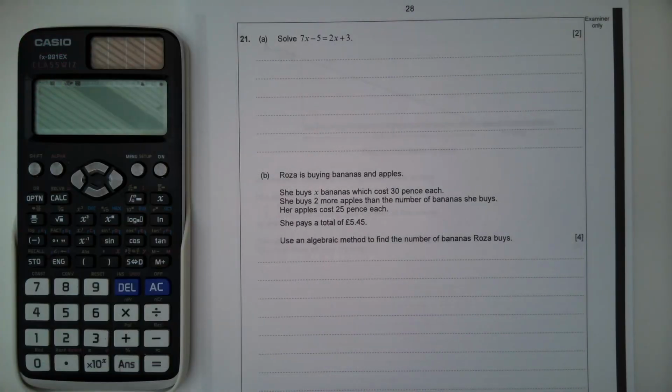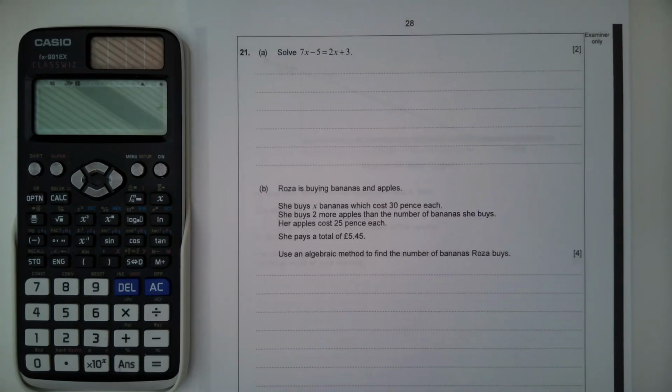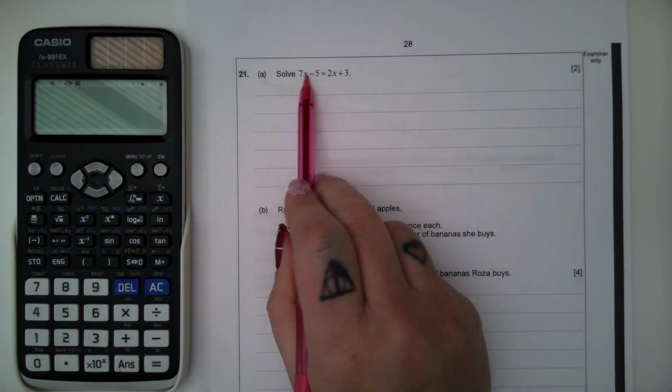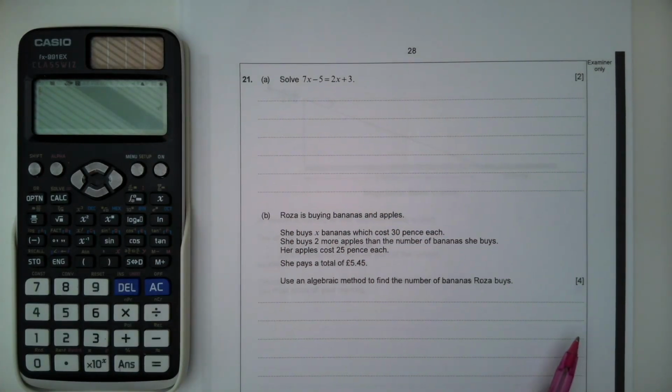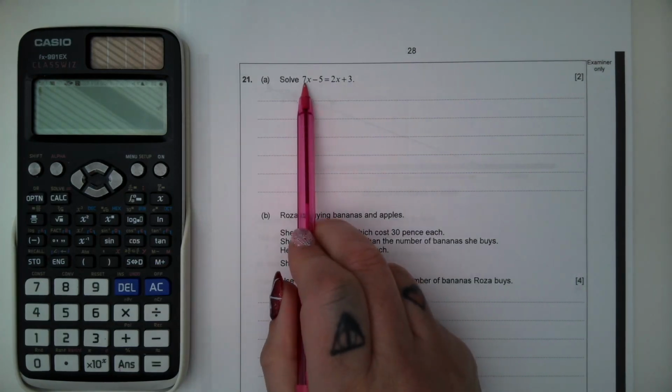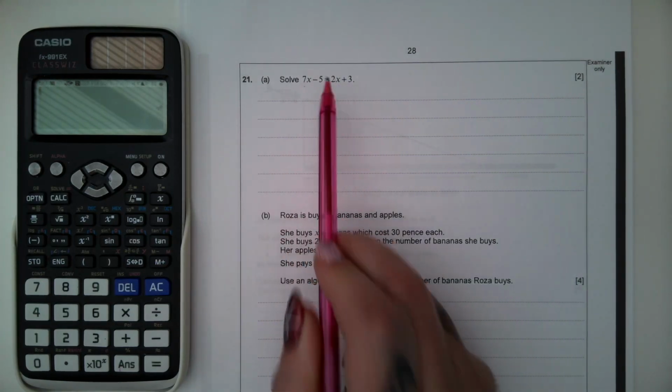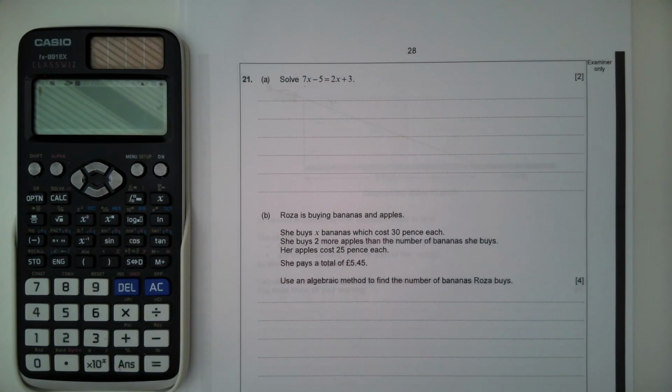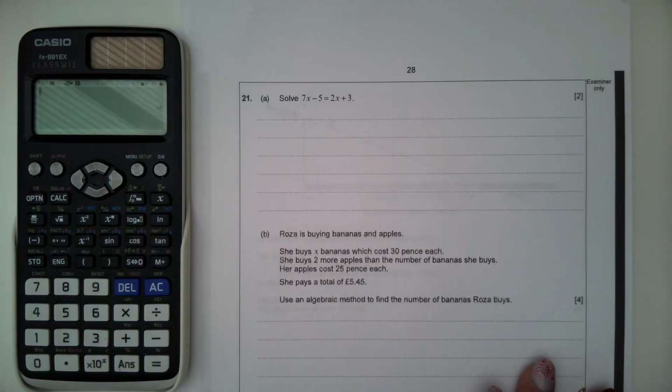21a, solve 7x subtract 5 equals 2x add 3. So we've got an equation where we've got the unknown on both sides. So the first thing I'm going to do is eliminate the smallest of those unknowns. So I have 7x and 2x. 2x is the smallest, so that's the one that I'm going to eliminate from both sides.